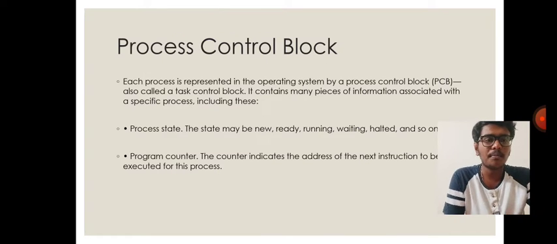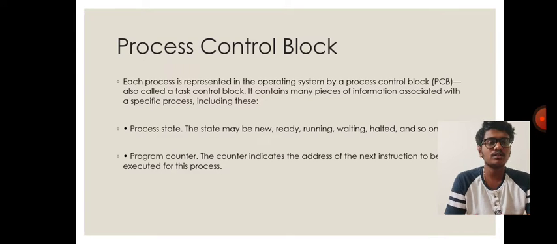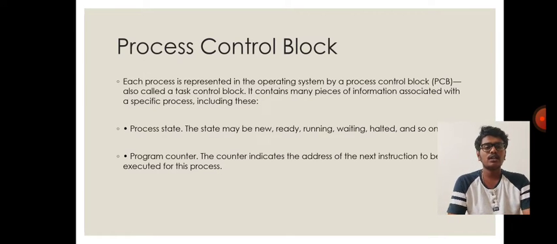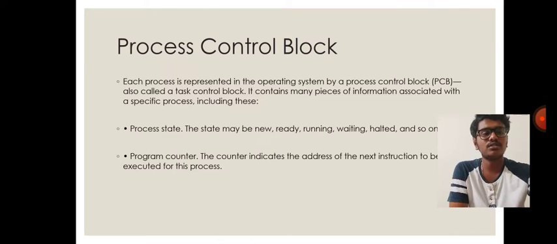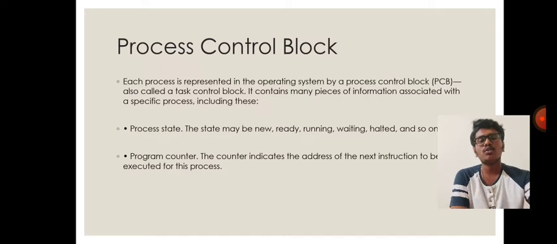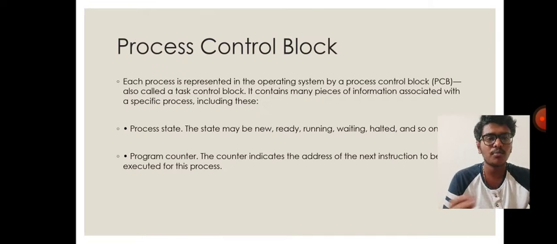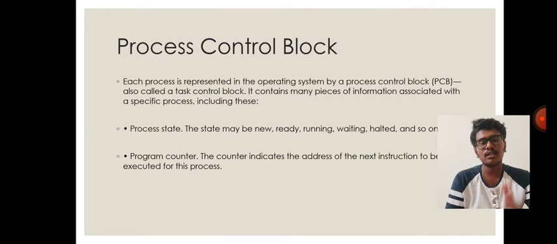The process control block. Each process is represented in the operating system by a process control block, also called a task control block. It contains many pieces of information associated with a specific process, including the process state. The state may be new, ready, running, waiting, halted, and so on. Program counter: the counter indicates the address of the next instruction to be executed for this process. These are the process control block contents, which include the process state and the program counter.